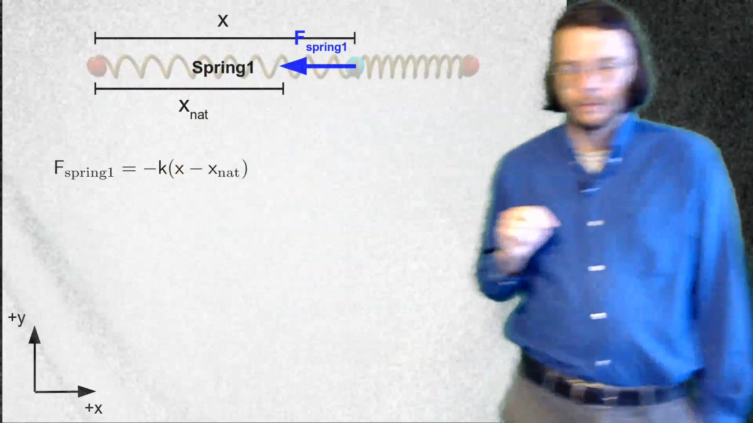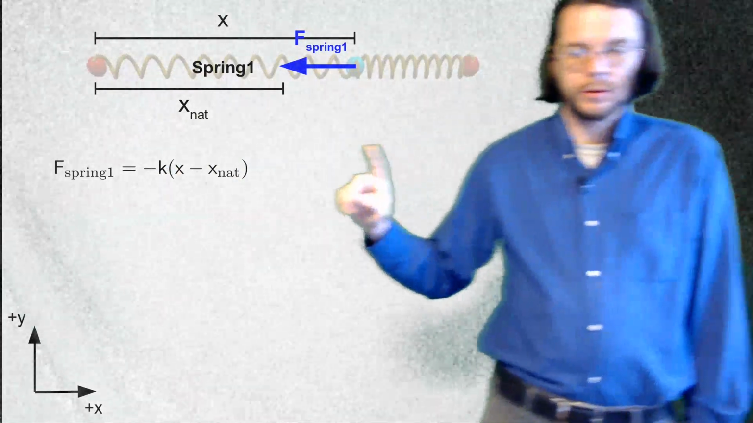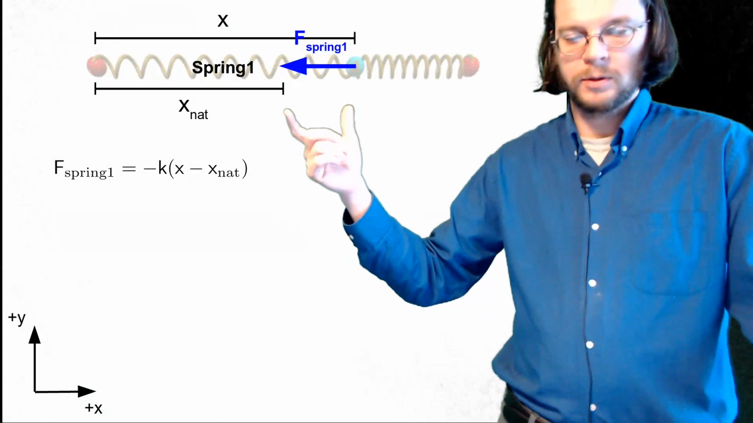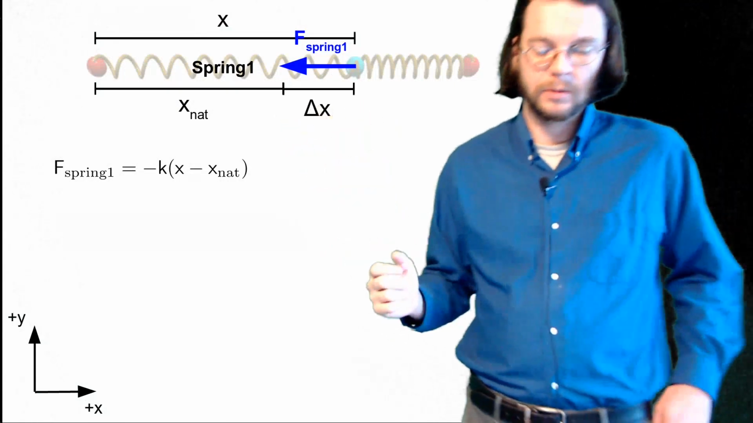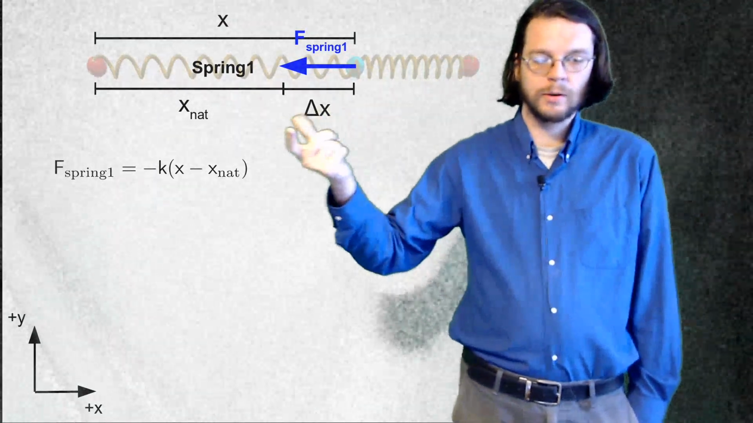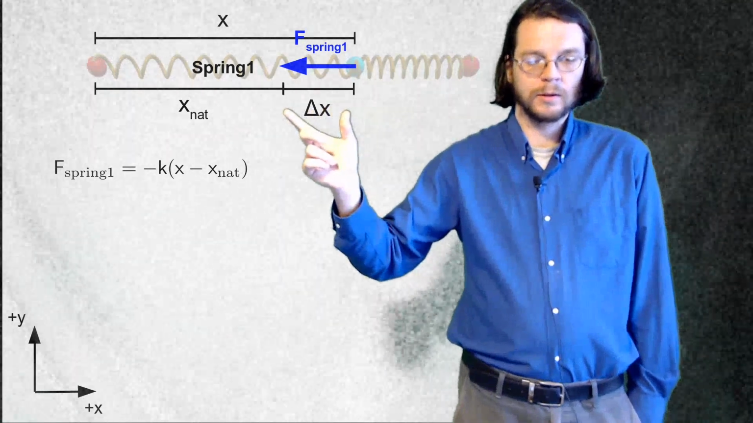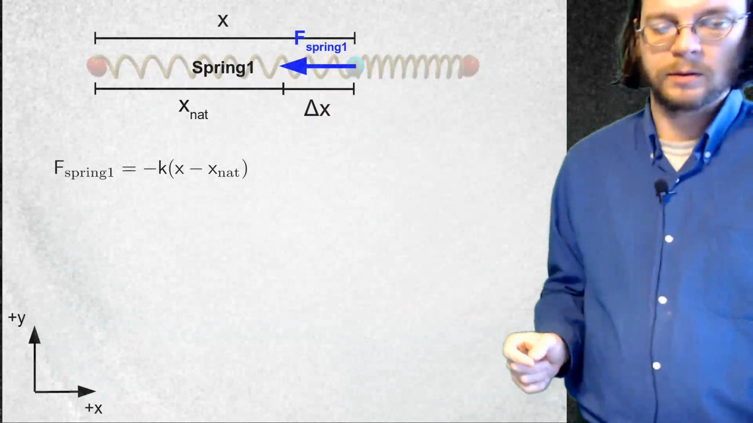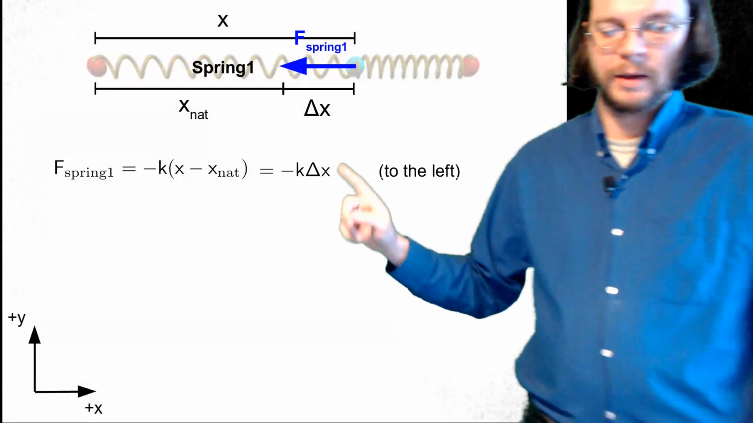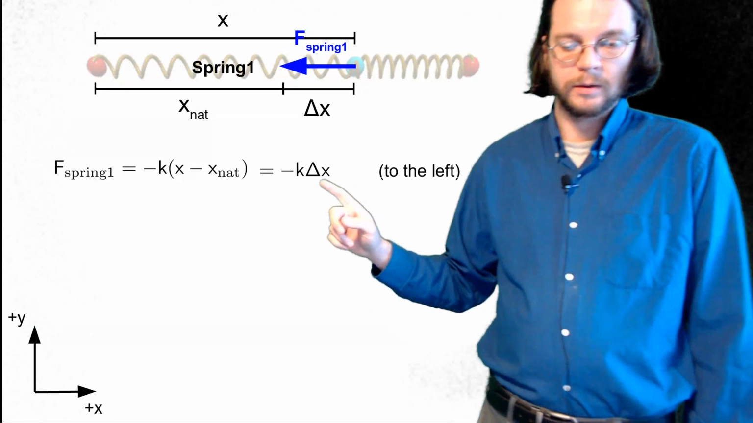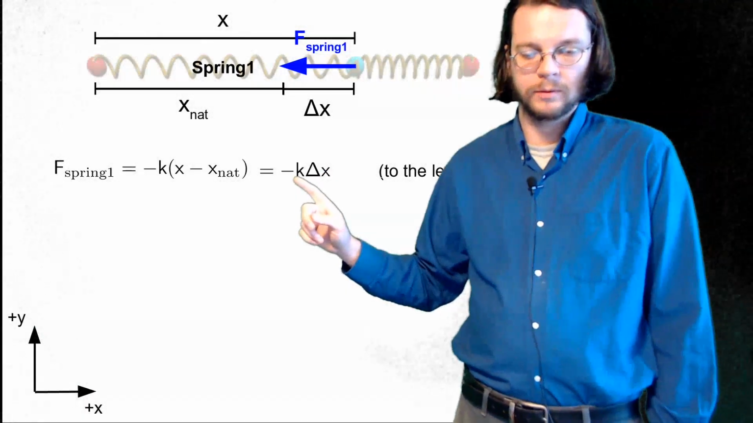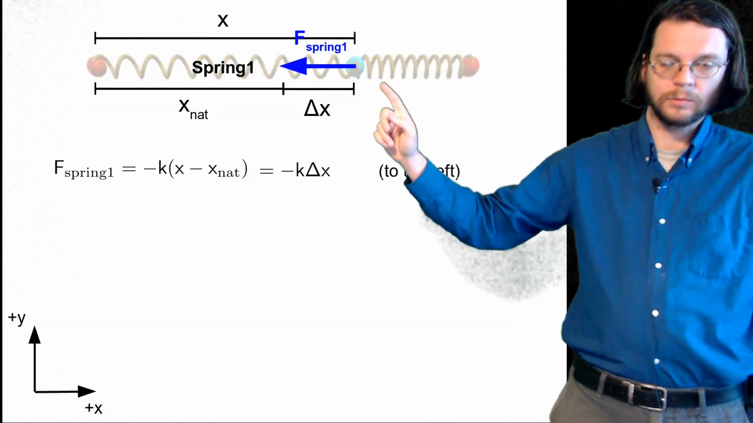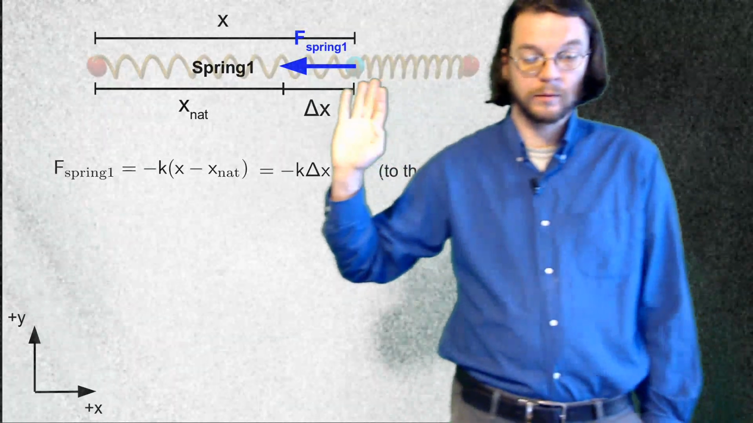And so just to make this all slightly simpler, we can say, well, there's this delta x, and so it's displaced from the natural length by this much. And so the spring force is basically the k constant times that much. And so if this is positive, that's negative, so this is to the left, as you can see from the diagram. So again, this is just from one spring.